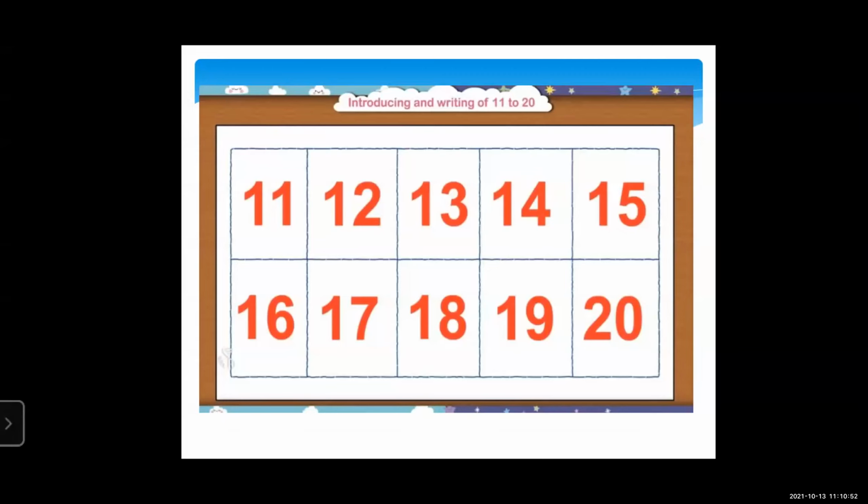I hope you all understand numbers from 11 to 20. You have to read the spelling. Remember that spelling from 11 to 20. And write down these numbers in your notebook, in your textbook also. Understood? See how to write these numbers the proper way.